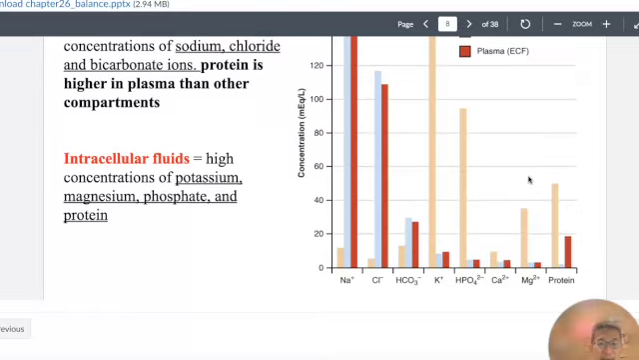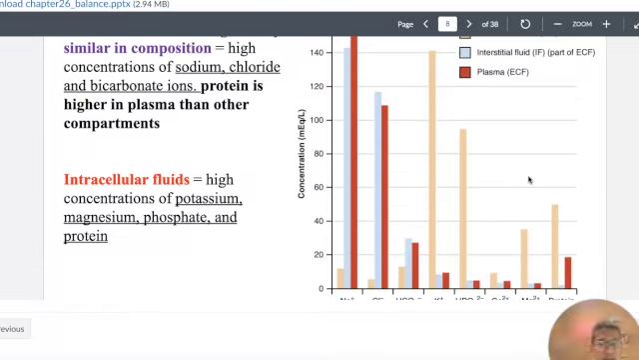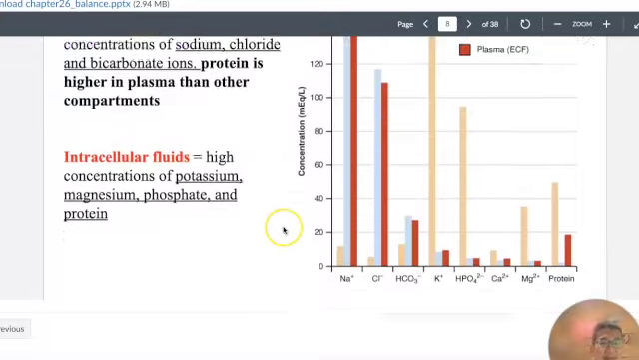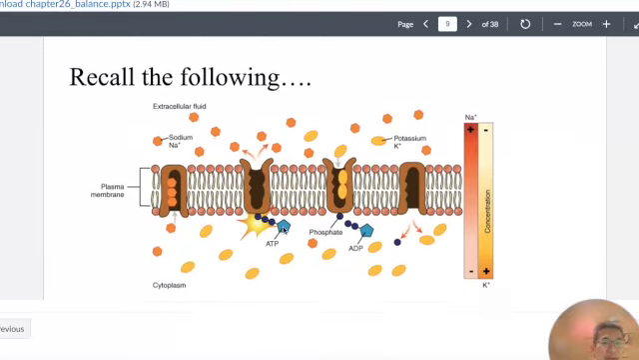So that's what this chart means, and you kind of have to remember that the outside has more sodium, the inside has more potassium, and so on and so forth.